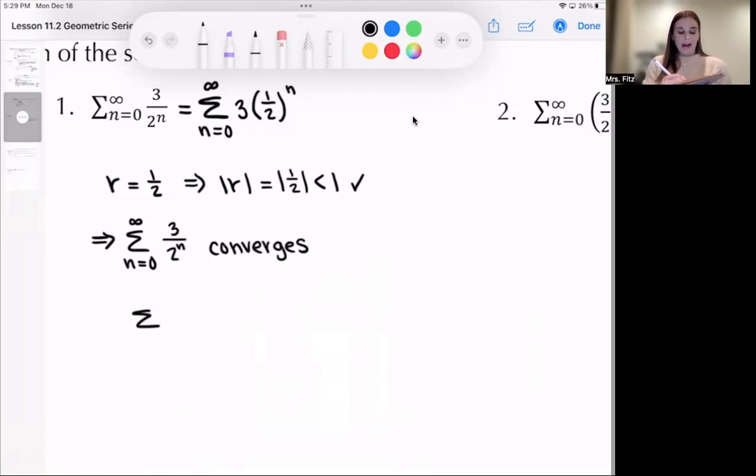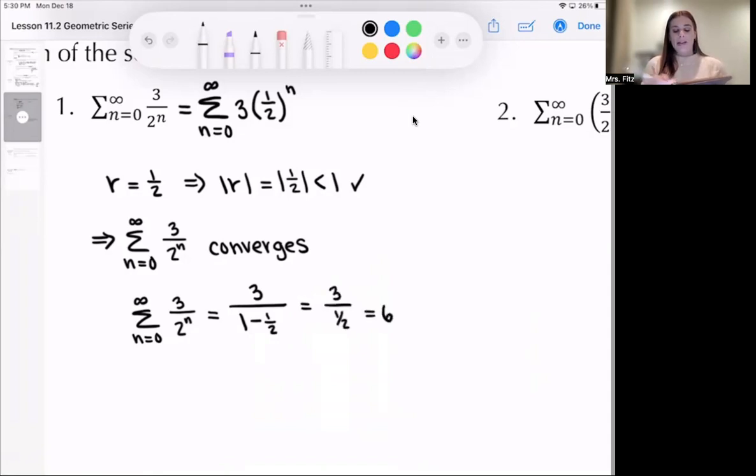And let's go ahead and find the value. So the sum from n equals 0 to infinity of 3 over 2 to the n equals, we're going to use our formula. It's the first term, so if you plug in 0 for n, you get 3 over 2 to the 0, which is just 3, divided by 1 minus r, which is your common ratio, 1/2. So you get 3 divided by 1 minus 1/2, which is 1/2. 3 divided by 1/2 is 6. So therefore, this geometric series converges to 6.